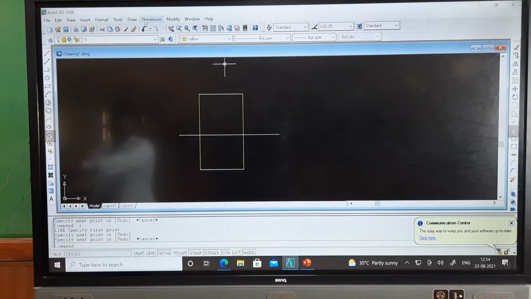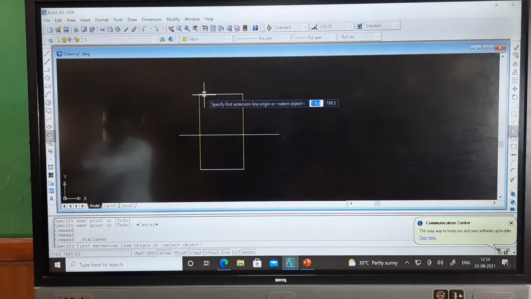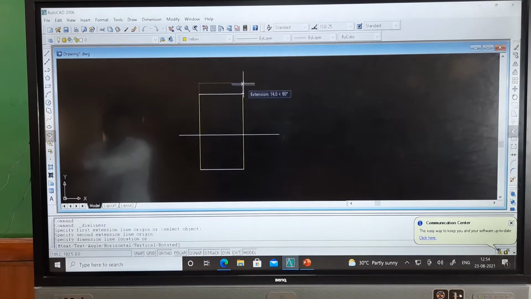Here the dimension is also there. I will go through the linear dimension. This is the true length.